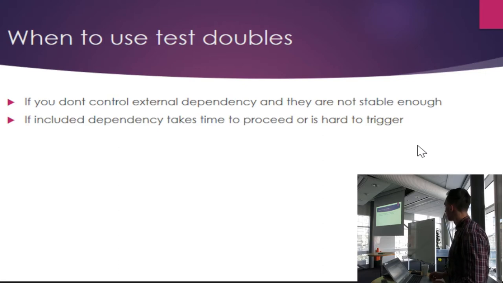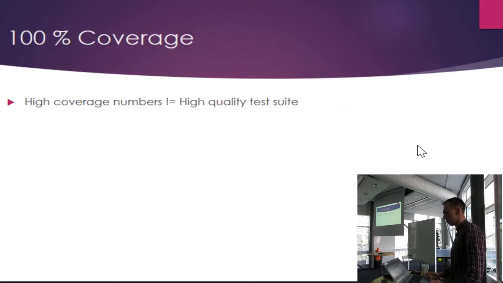And the other way is when your dependency is hard to trigger or takes a lot of time, then obviously you need to make a test double for it because you want to write unit tests which are fast and easy to configure. So also, if your dependency is hard to configure, just don't waste time configuring it, but write a mock for it.